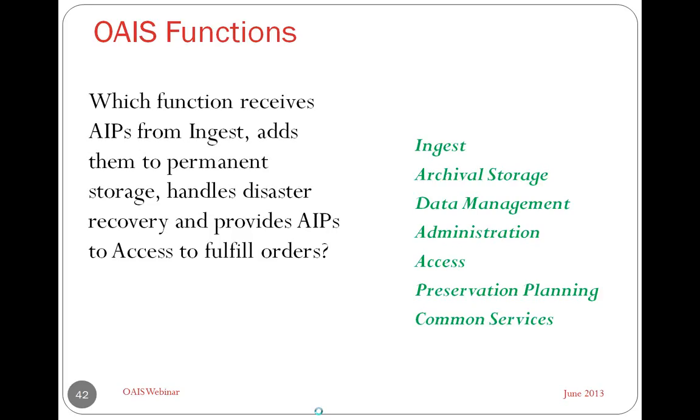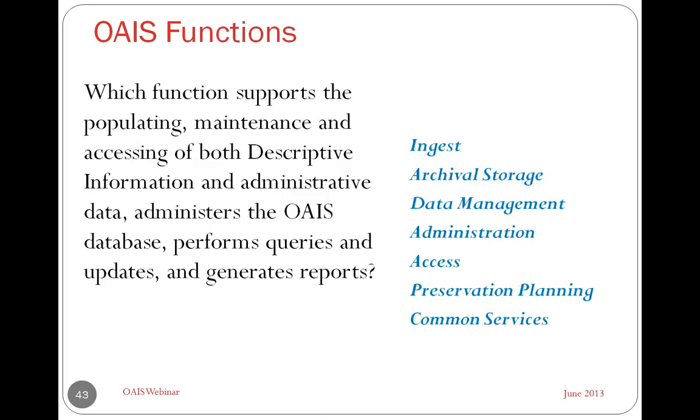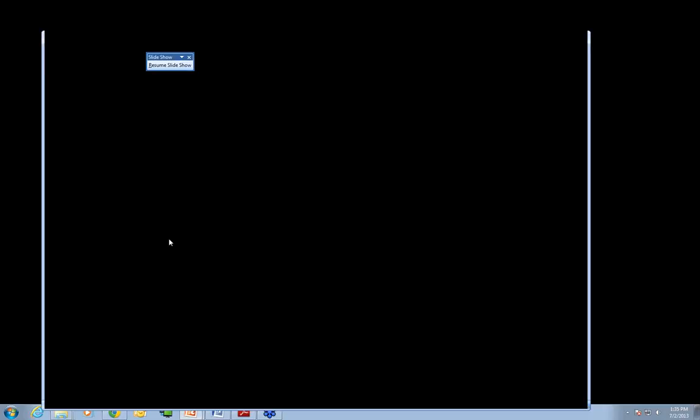All right. The next OAIS function receives AIP. Whoops. Let me go back and start that one again.